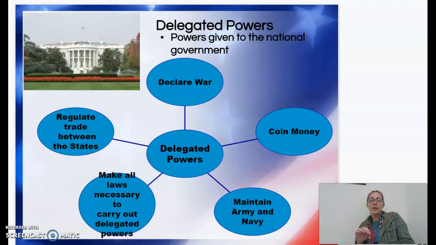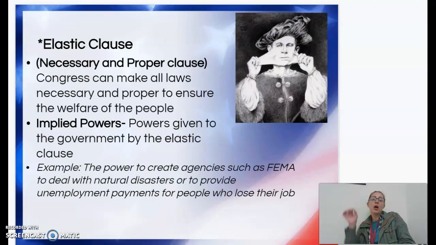So one of the things that's nice about our Constitution is it's flexible. It's allowed to change over time, and we do that through how we interpret the Constitution and also amending the Constitution. So the elastic clause, it makes it stretchy, also known as the necessary and proper clause, allows Congress to make all laws necessary and proper to ensure the welfare of the people. There's implied powers. These are powers given to the government by the elastic clause.